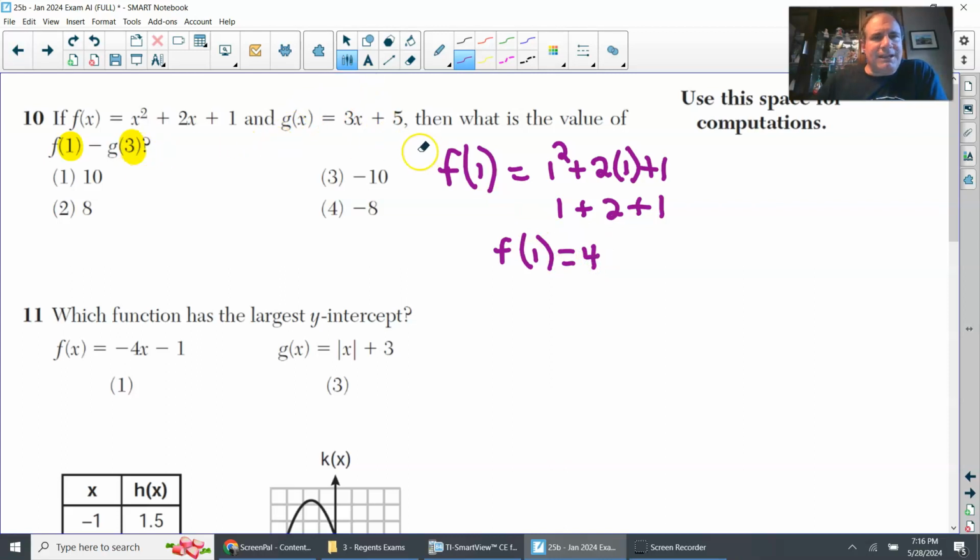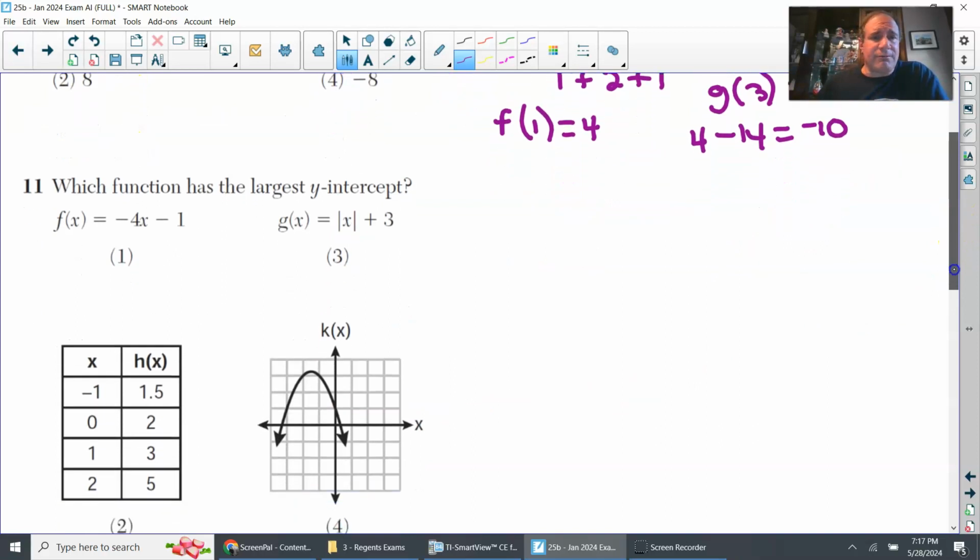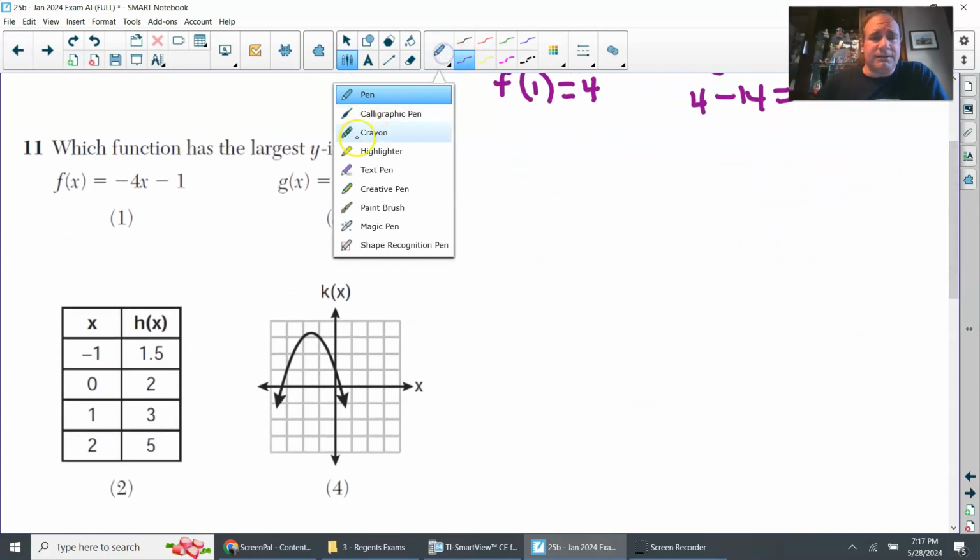And then you go 3, substitute the 3 into your g. G of 3 is 3 times 3 plus 5. So g of 3 is 9 plus 5. 9 plus 5 is 14. They want you to subtract them, 4 minus 14, and that's negative 10. And that's how you do it by hand. You could put this directly into the calculator. The calculator will give you all the answers. That was an easy one to do by hand. So whichever way you want to do it is fine.